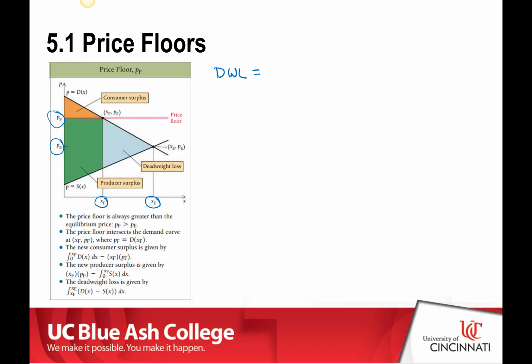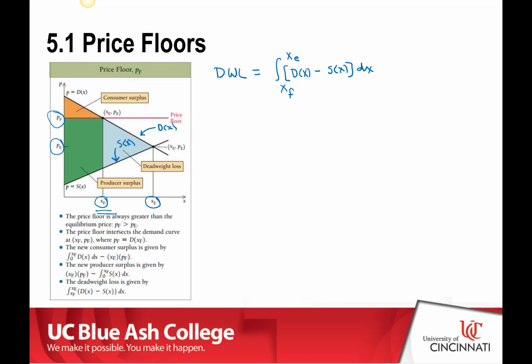As we looked at with price ceilings, with a price floor it works the same. We want the area that is enclosed between the demand function and the supply function. So we're going to integrate from the starting point, which is x sub f, all the way over to x sub e, and we're going to do our demand function minus our supply function, and that will then allow us to compute the dead weight loss.